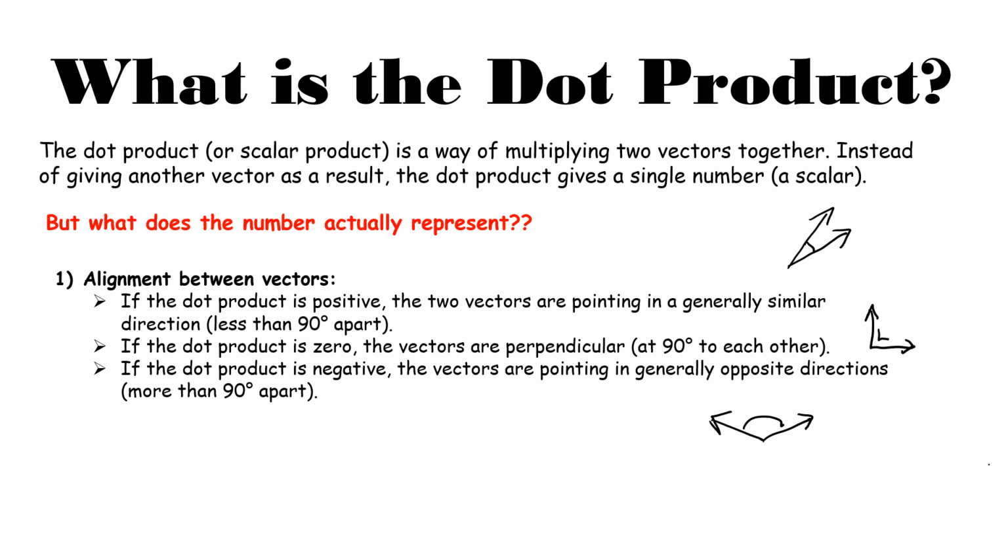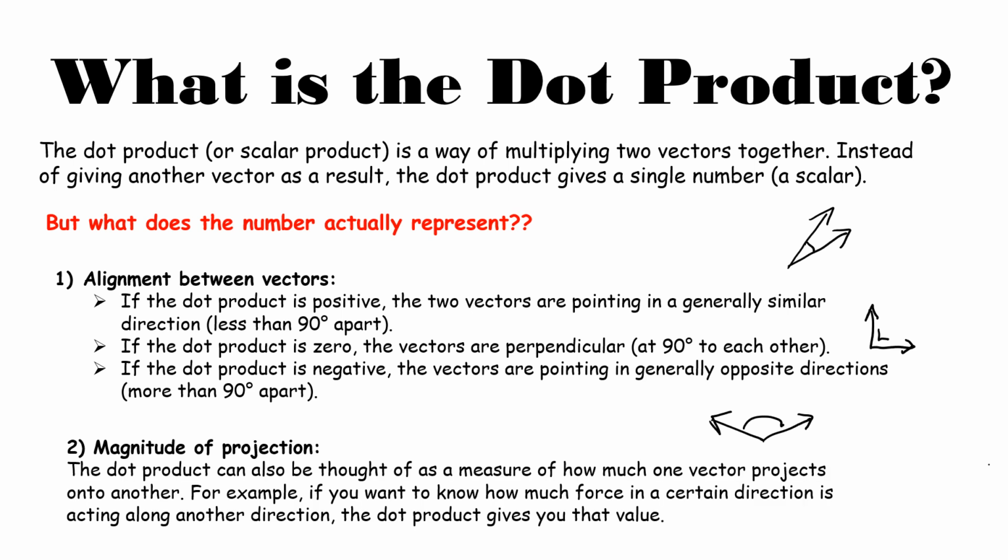So to keep that in mind can really help with the perpendicular vectors. The dot product equals 0. It will help you to remember that. So the second thing it kind of represents is the idea of the magnitude of projection. So the dot product can also be thought of as a measure of how one vector projects onto another. So for example, if you want to know how much force in a certain direction is acting along another direction, the dot product gives you that value. So that's a more practical use for it.